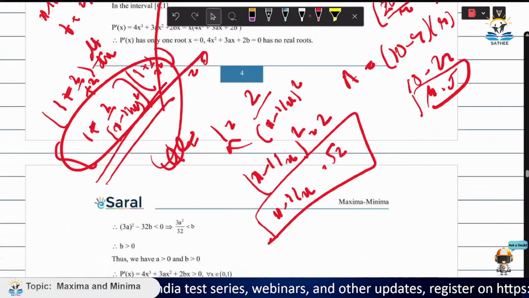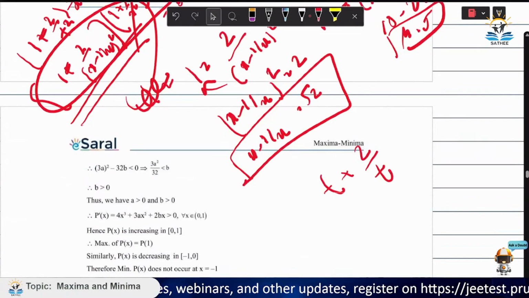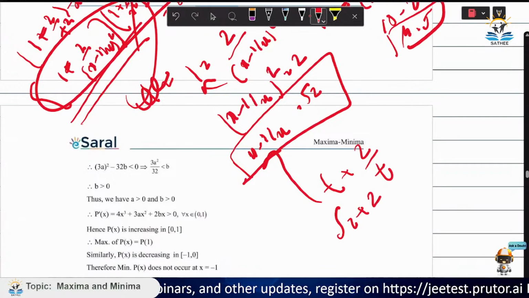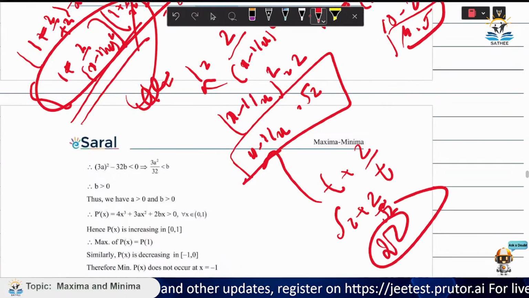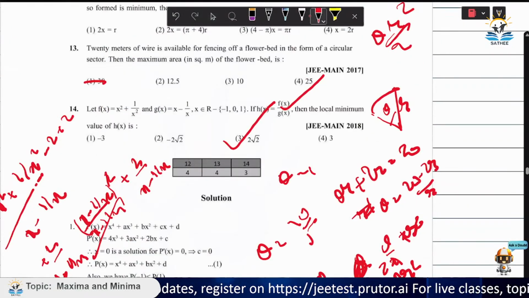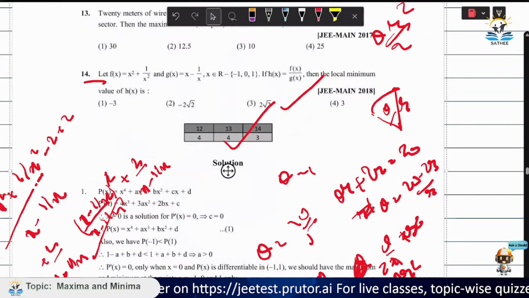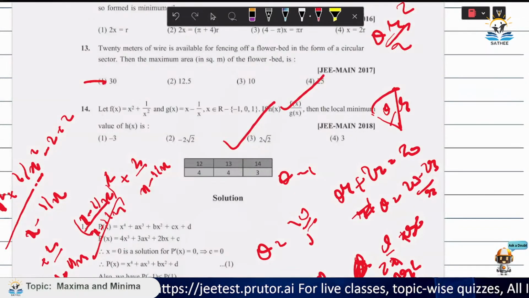So we had our equation as t plus 2 by t, and this was our t. So root 2 plus 2 by root 2, that is 2 root 2. Third. And this is the correct answer, right? Let's move on to another question.